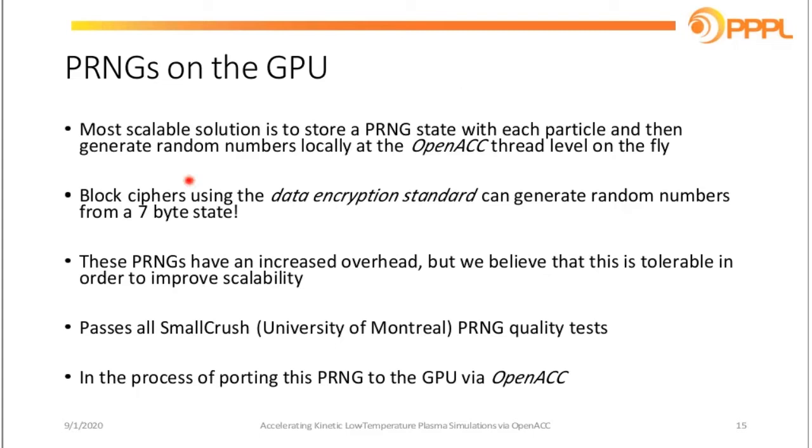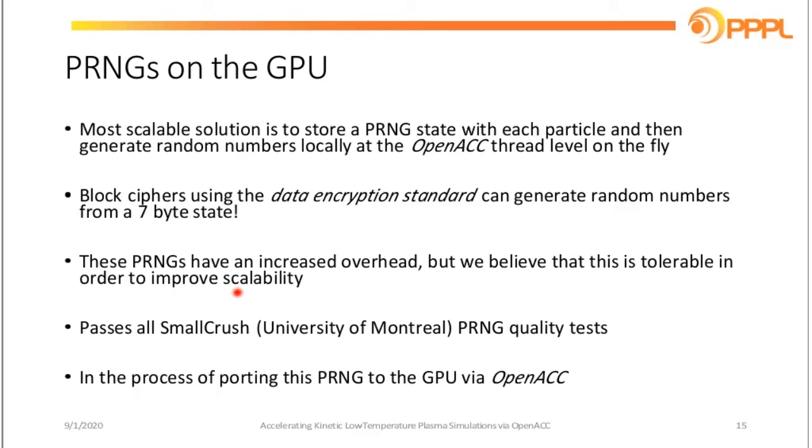He found that using block ciphers based on the Data Encryption Standard, so this is blockchain technology, can generate random numbers from a 7-byte state. This is perfectly acceptable for us because the state of the phase space of a single particle is on the order of 20 to 30 bytes, so this is not a significant overhead. We did see a slight increase in random number generation time for this technique, but in terms of the scalability that it gives us, this is certainly tolerable.